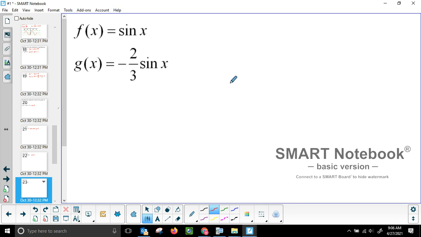All right, what is going on here? What does this change? Oh, well, this negative will flip something. Absolutely. The negative will flip it up, reflect it about the x-axis. What's this 2/3 do? It's going to affect my amplitude, but what kind of transformation is that? A vertical stretch or shrink. Yeah. In this case, it's going to be a shrink because it's less than 1.